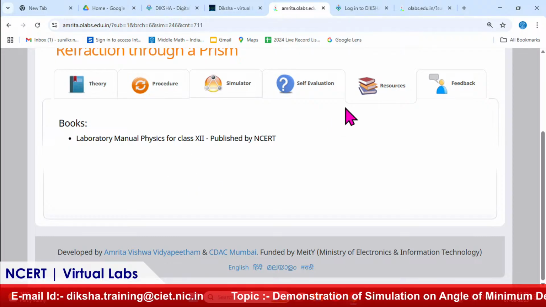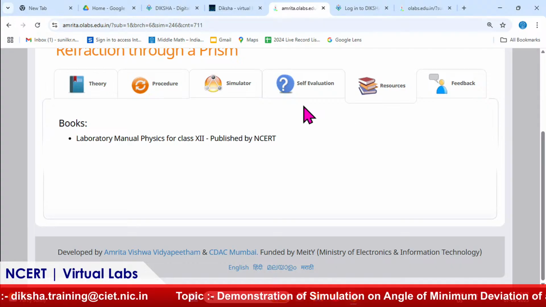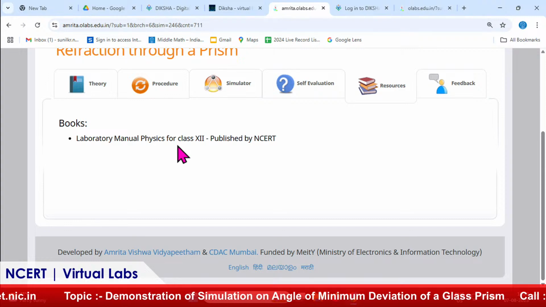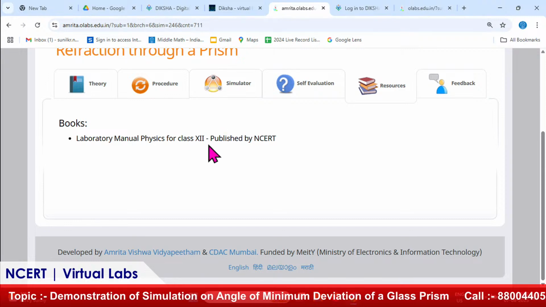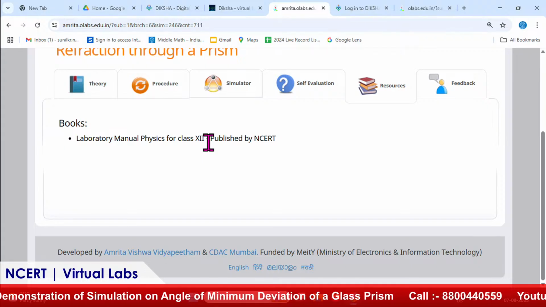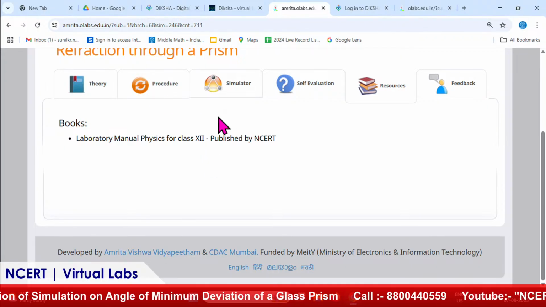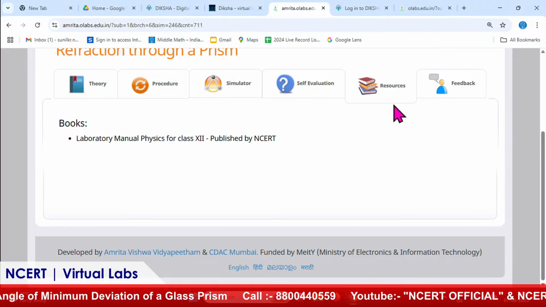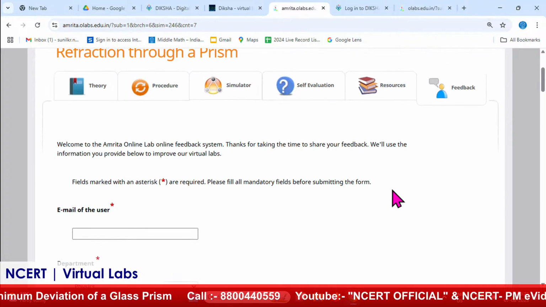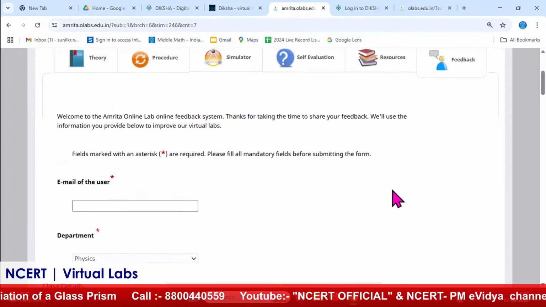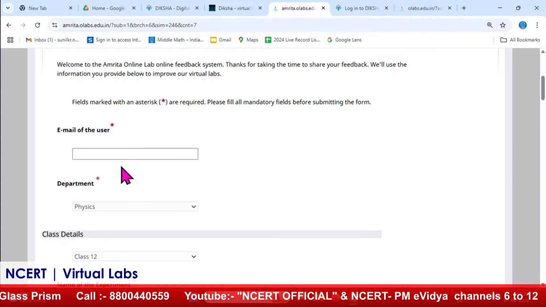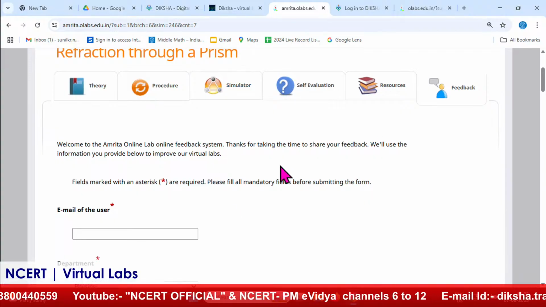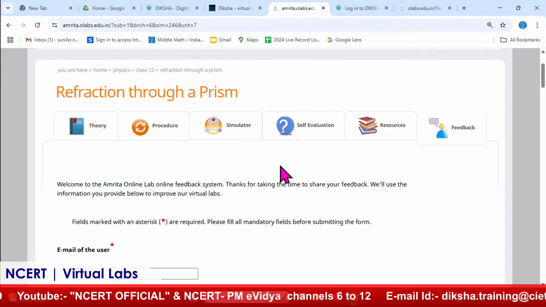So from there they can learn in more depth about that particular experiment, because some investigative projects are also mentioned in this laboratory manual. Where students find interest and want to do some more practicals related to this topic, they can go ahead with this laboratory manual. Then there is feedback. If the learner wants to give any feedback, they can definitely do so by writing their email and department. So this is all about refraction through a prism, which is a class 12th experiment.